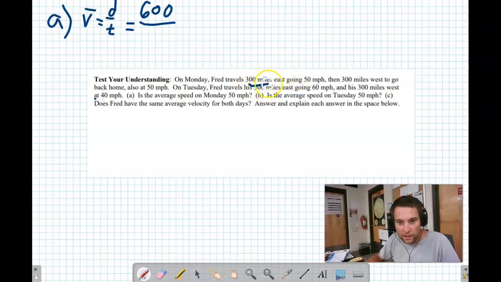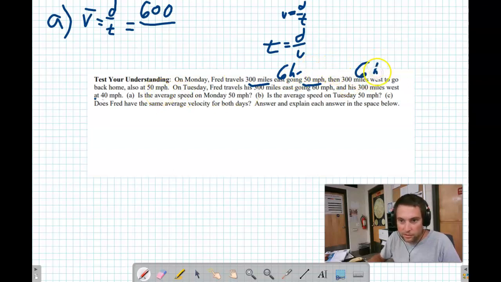Well, we have a distance and we have a velocity. So velocity equals that distance over time, and we get t equals d over v. So we're going to divide these out. 300 divided by 50, that's going to give us 6 hours. 300 divided by 50 again is also 6 hours. 600 divided by 12. 60 divided by 12 is 5 and a 0, so we get 50 miles per hour.